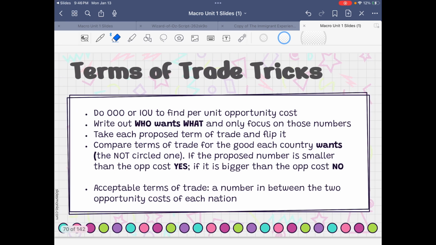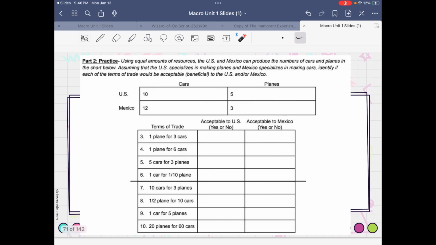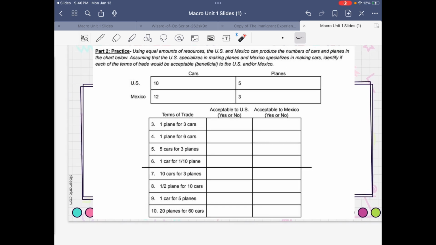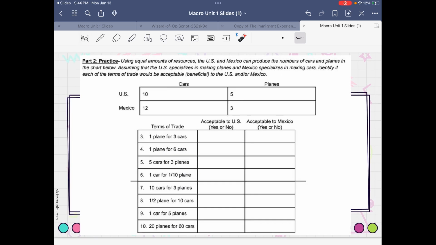Okay. So the first thing we have to do is, output other goes over, or input other goes under, to find the per unit opportunity cost, to find the comparative advantage, who is making what, who wants what. So here is my problem. I'm going to zoom in here. It says, using equal amount of resources, the U.S. and Mexico produce the number of cars and planes in the chart below. So that's telling me how much they're producing.